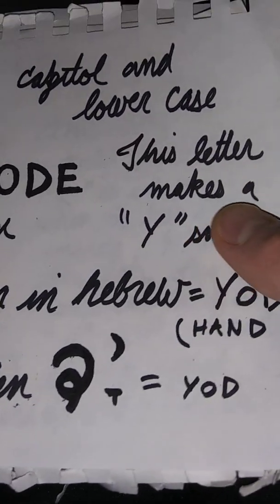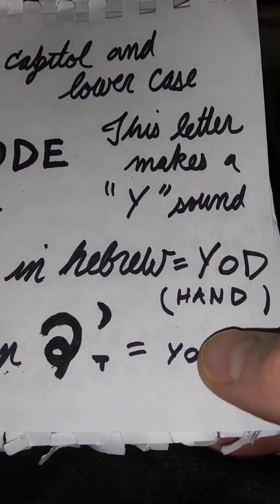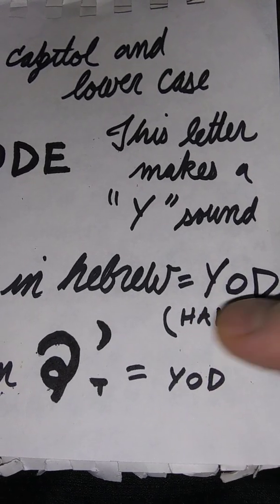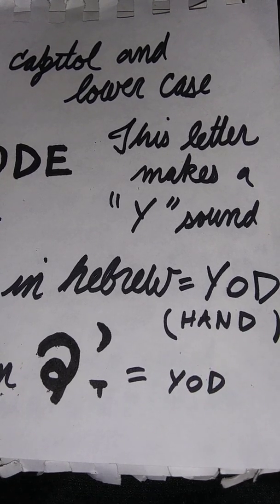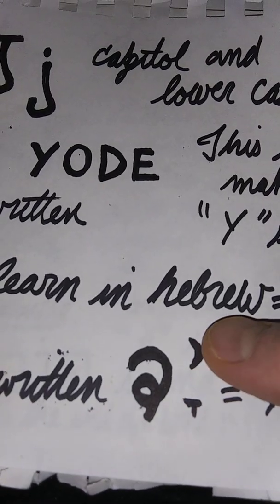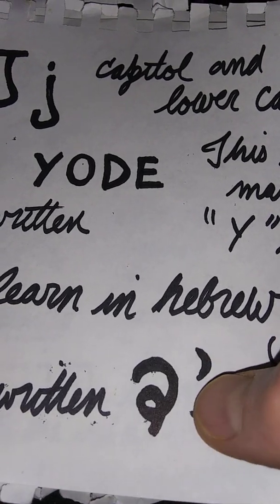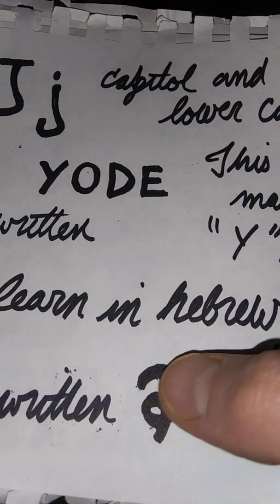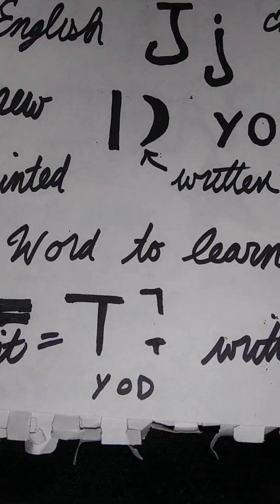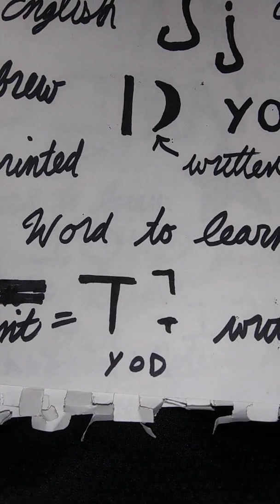And then this letter makes a Y sound, so we're going to learn this word. It's yod. Y-O-D, yod. Hand is what yod would mean in Hebrew. So here it is written. So we have our half moon, the Y sound with the nikud. So it's a yo. And dalet, yod. See? Pretty simple. Even for a beginner.